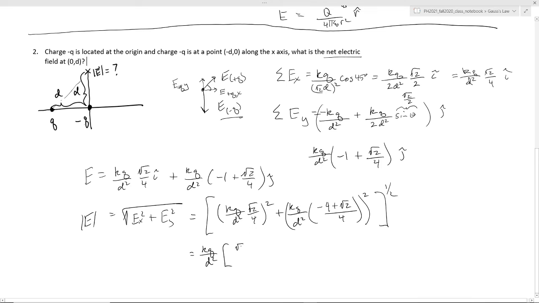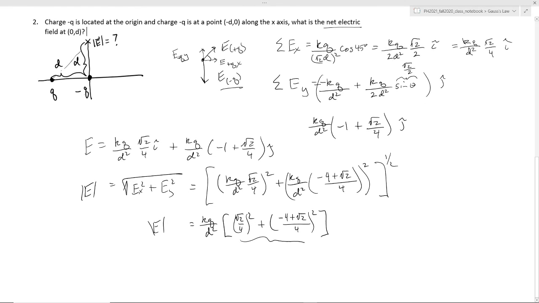So we would have root 2 over 4 squared plus -4 plus root 2 over 4 squared. So this is just a number. This is a pretty reasonable way to state this. Although I can simplify this further for you just to show you, if you wanted to, how you could make this a little more concise.